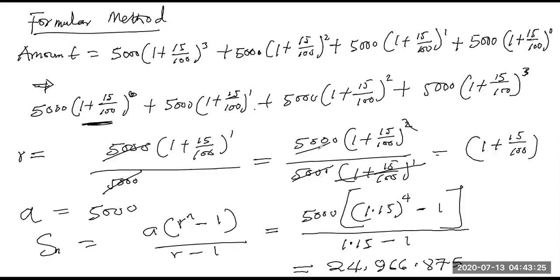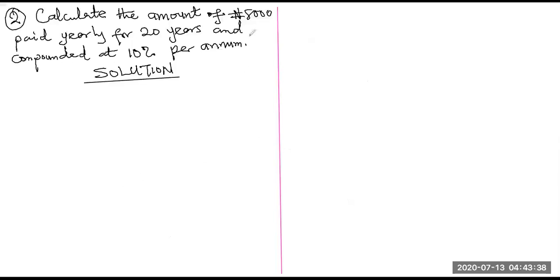Alright, so no question. Since there's no question, we can now solve another question. We can now take our example 2 to wrap up this section. Alright? So, example 2. What is example 2 saying? It says calculate the amount of 8,000 naira paid yearly for 20 years and compounded at 10% per annum.